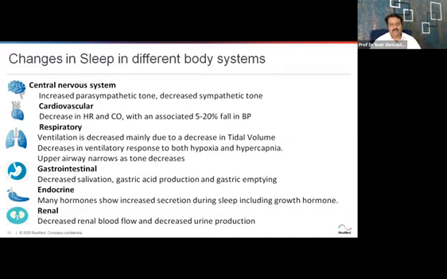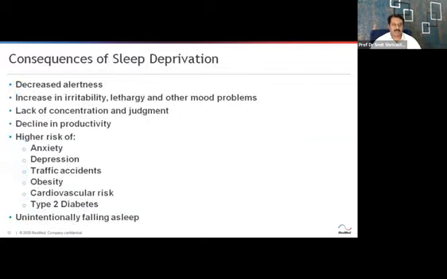And then we see parasympathetic manifestations in the gastrointestinal or endocrine or renal system as well.